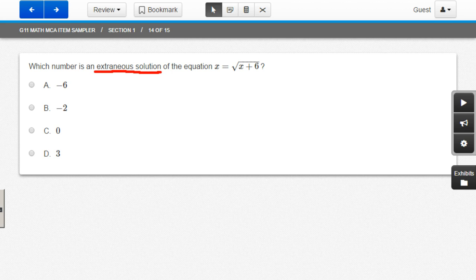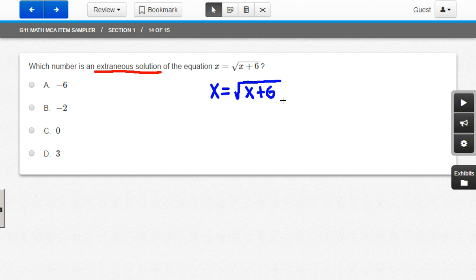Okay, and remember what an extraneous solution is: it's a solution that shows up while we're solving an equation, but that's not actually a solution to the original equation. So the only way we could find an extraneous solution would be to solve by hand and check our answers at the end. So let's go ahead and do that. We have our x equals square root of x plus 6.